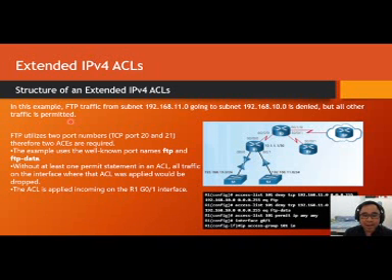So in this example, FTP traffic from subnet 192.168.11.0 going to subnet 192.168.10.0 is denied. But all other traffic is permitted. FTP utilizes two port numbers, TCP port 20 and 21, so therefore two ACEs are required. The example used the well-known port names FTP and FTP-data. Without at least one permit statement in an ACL, all traffic on the interface where that ACL was applied will be dropped.